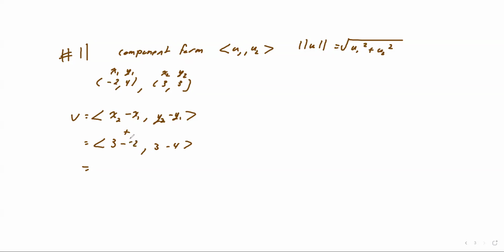Oh, negative 2. There you go. So two negatives make a positive. So 3 plus 2 gives you 5, and 3 minus 4 gives you negative 1. So therefore, this is the component form of V. So V would be 5, negative 1.